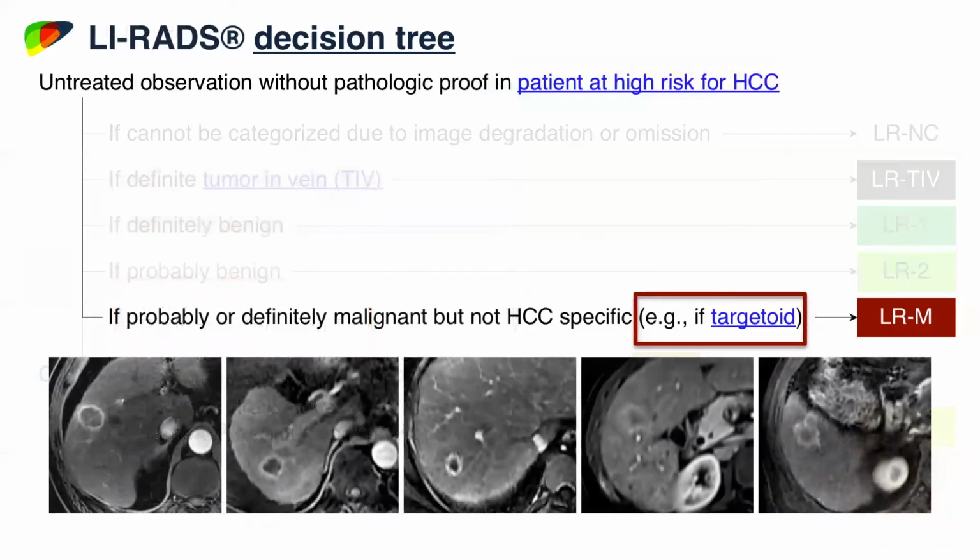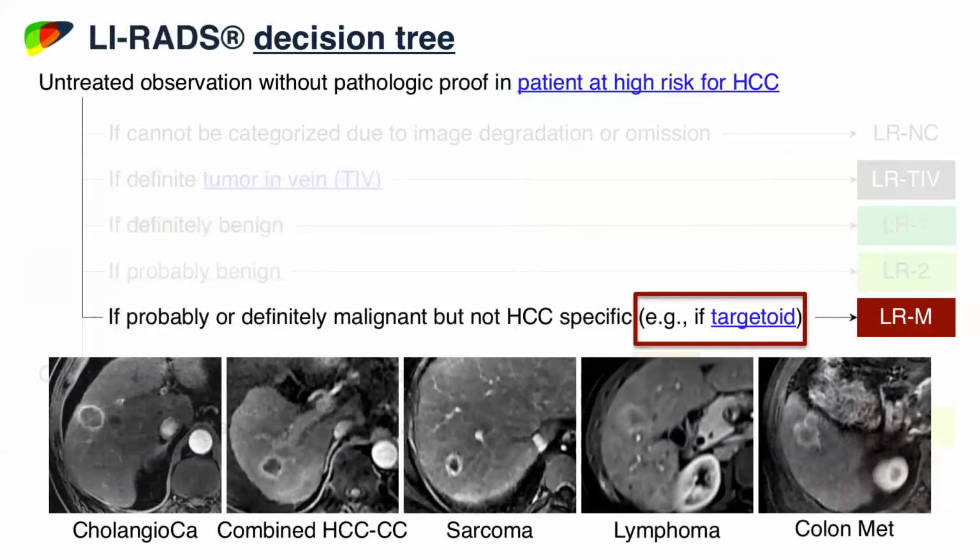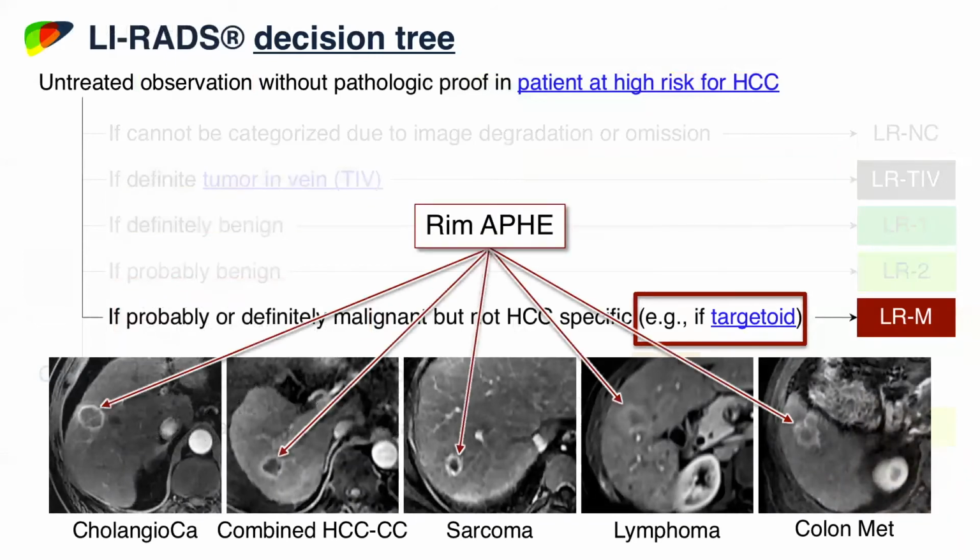So here are 5 examples of rim APHE, all in the cirrhotic liver. And these patients have the following lesions, as shown over here. So notice that all of these lesions are cancer. One is a cholangio, one is a combined tumor, one is a sarcoma, one is a lymphoma, and one is a colon metastasis. Notice they are all cancers. In this particular case, none of them are HCCs. So when I see rim APHE, I think malignancy, and I call it an LRM because it may not be an HCC. So all of these have rim APHE.